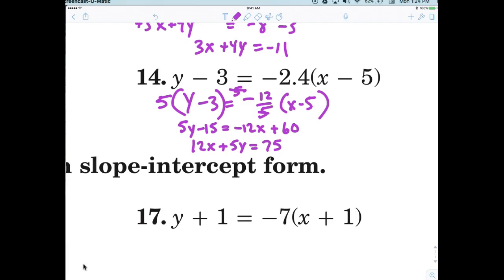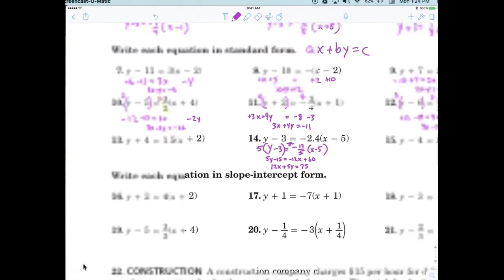Would we get the same answer if we kept it as a decimal? No, because there would be a decimal in your answer. Because the decimal is a fraction, or it's not an integer.